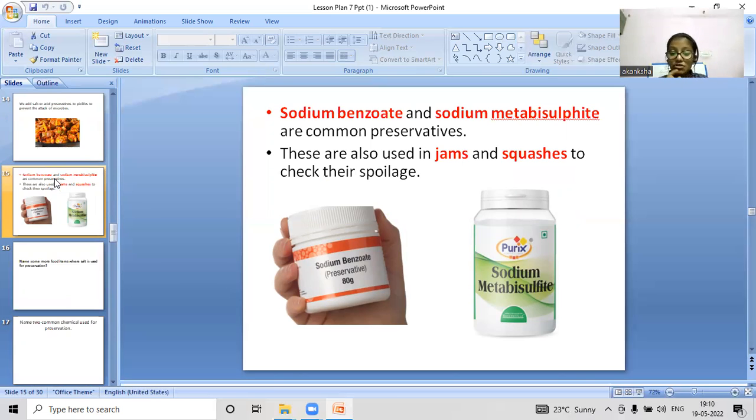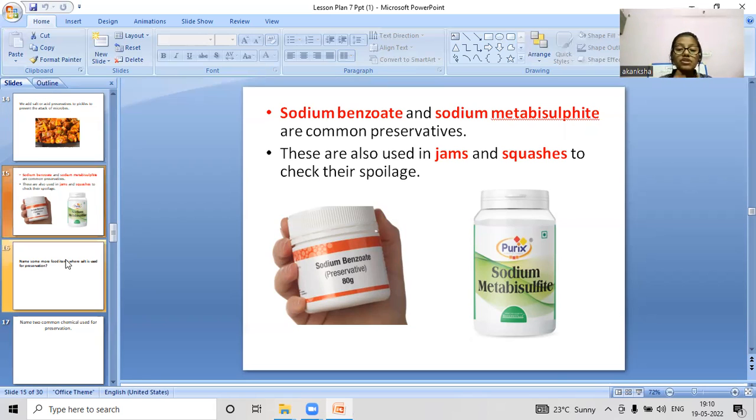As you can see the pictures also, these two come in a bottle, right? And these are also used in jams and squashes, like fruit juices, to check their spoilage and to preserve them for a longer period of time. So this was all about chemical preservation, right?